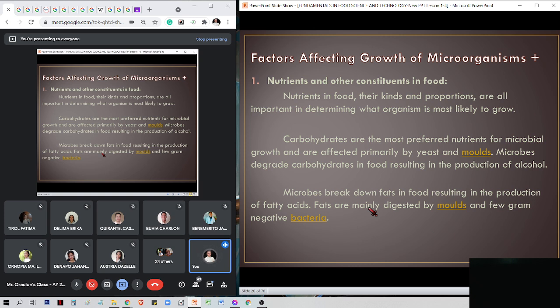These are the nutrients found in a food. So for the factors affecting growth of microorganisms, these are types of bacteria that will eat nutrients, whatever is in the food. Like for example, foods with a peel, like a banana. When a banana ripens, you can see it turns black as it ripens.